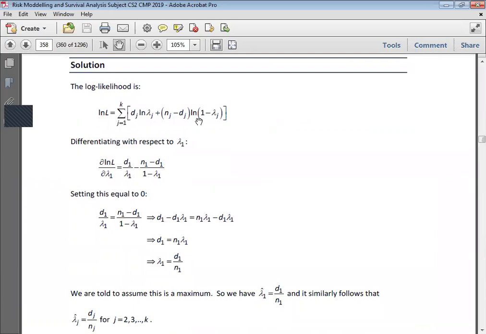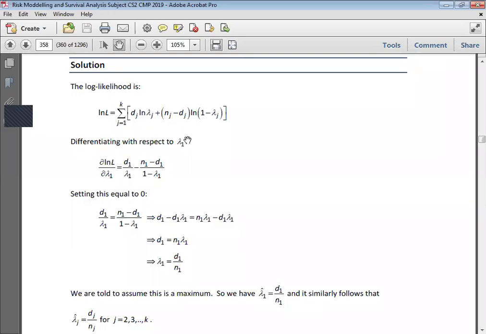So you will apply a log to this, and then you differentiate it with respect to lambda 1, equate it to 0, and you will arrive at this particular thing. So again, if you see here, we have different lambda j's. For the rat case that we studied, we'll have lambda 1, lambda 2, lambda 3, lambda 4, lambda 5. So we'll have 5 different lambdas.